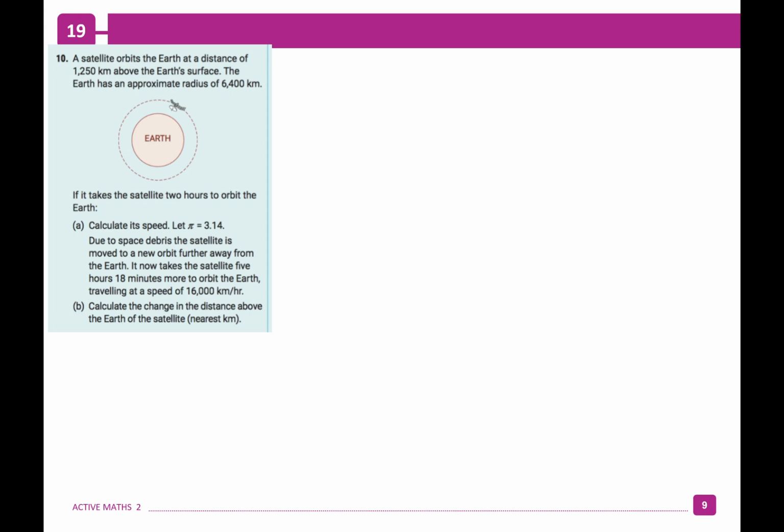Okay, so we want to find the speed. So we're going to use Daddy's silly triangle to find a formula for the speed. So speed is equal to distance divided by time. So to find the speed, we need to find the distance that the satellite traveled, and we need to find the time it took to travel that distance.